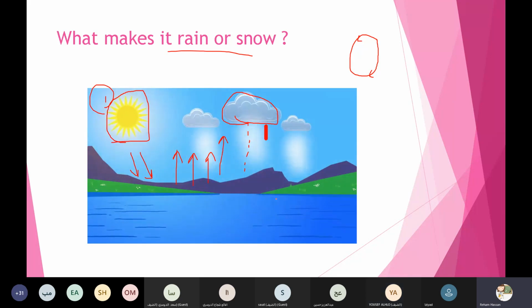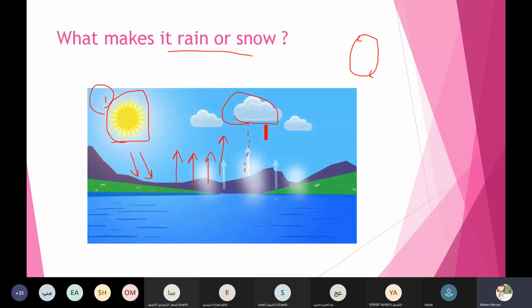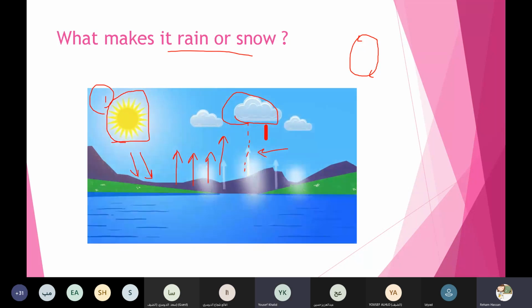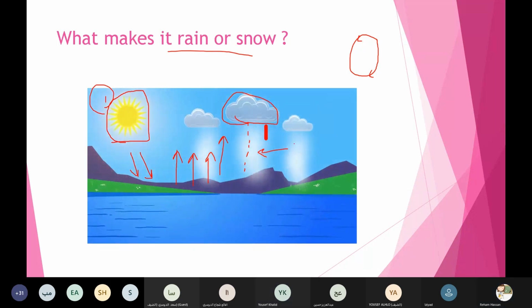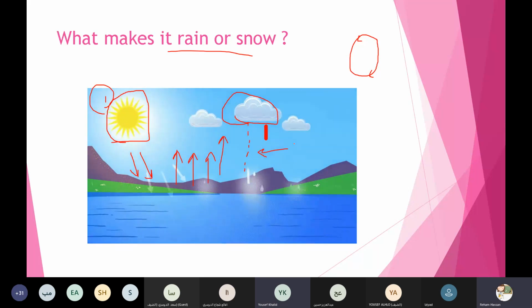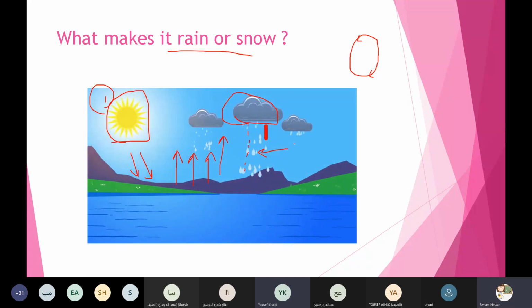Listen to me. So, Yusuf, how do the clouds form? The clouds form when the water vapor cools. The water goes up and it leaves the cold up. Amazing. It comes down as rain. Yeah, thanks a lot, Yusuf.